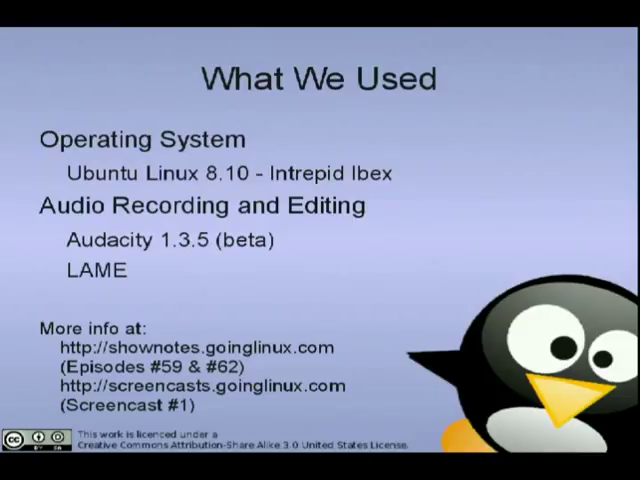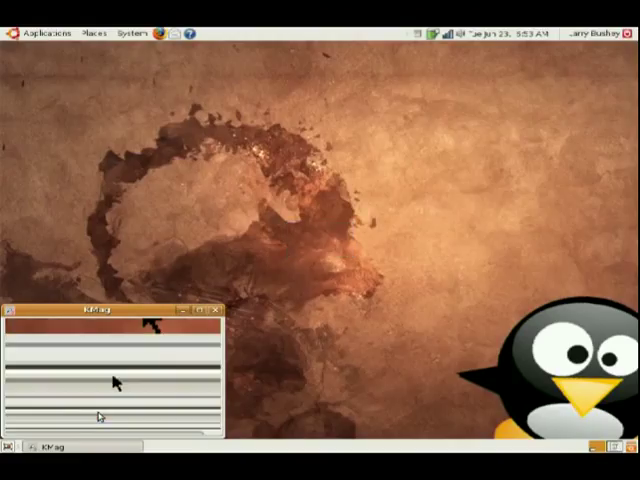For introductory information on the hardware and software you will need to record an audio podcast, go to shownotes.goinglinux.com and listen to our introduction in episode 59 and our advanced episode number 62. The Going Linux screencast number 1 on recording an audio podcast is available at screencasts.goinglinux.com. Now that you know how to record using Audacity, let's jump right into editing your podcast.